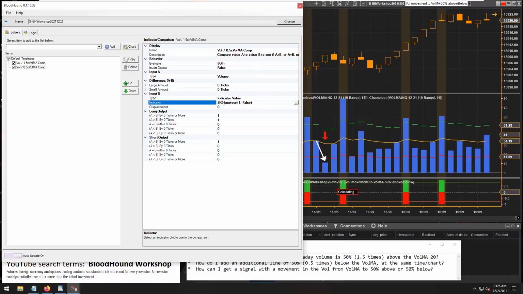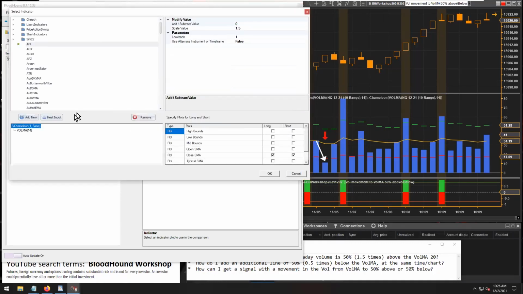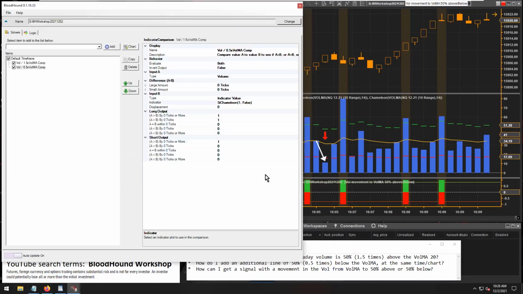And so now we just need to go into the indicators here and adjust them. So let's open up the Chameleon. And so now instead of 1.5, we're just going to go 0.5, like so. And that's all we needed to adjust, is we're just adjusting the scaling value. And there we go. So there was our simple, quick adjustment to get the red line. So now we have a comparison solver using the red Chameleon line here.